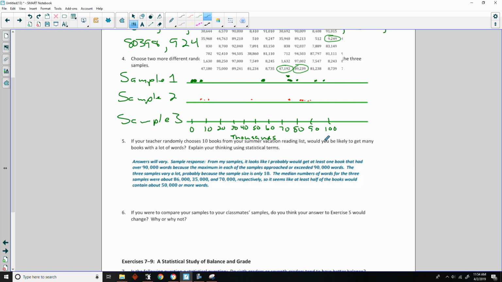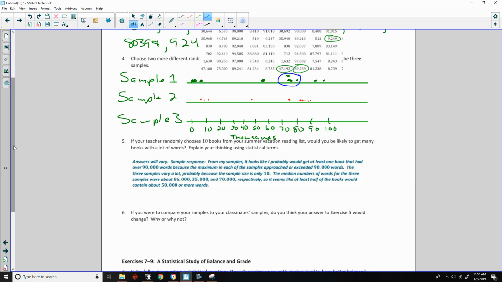So if I were looking at sample 1, I would say that the likelihood of choosing probably anywhere like 75 to 80,000 words would probably be the one that would be chosen. At least one book with that value. I'd say the median number of words for the 3 samples were about, and in this case, I'd probably say the median was probably around 75,000 here. Or in this case here, 75,000. Same with this one, and maybe a little different on the third one, but I didn't do a third one, and so on. All right, you get the idea?